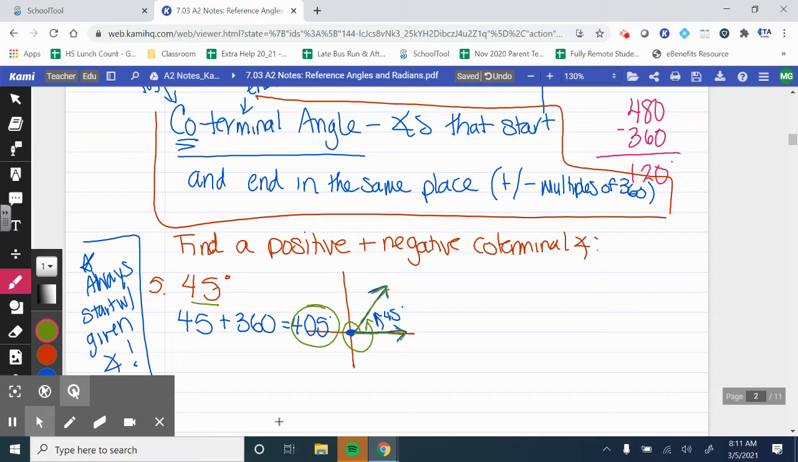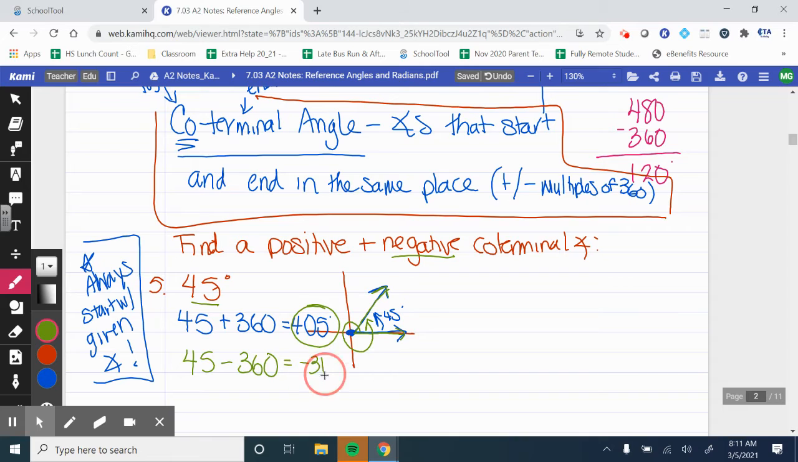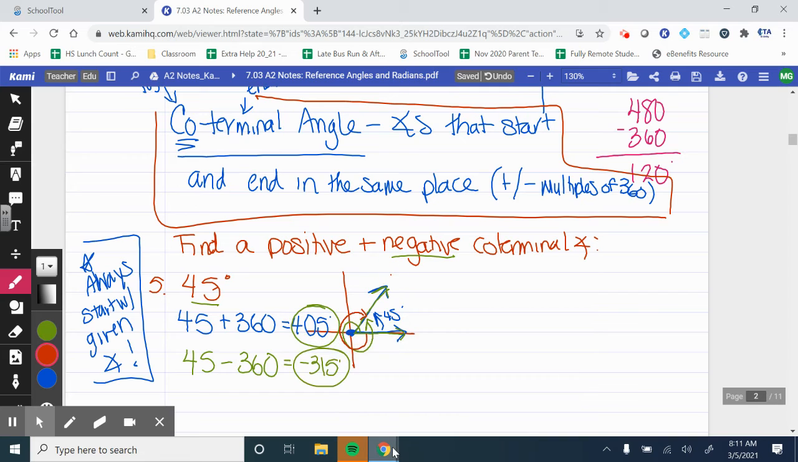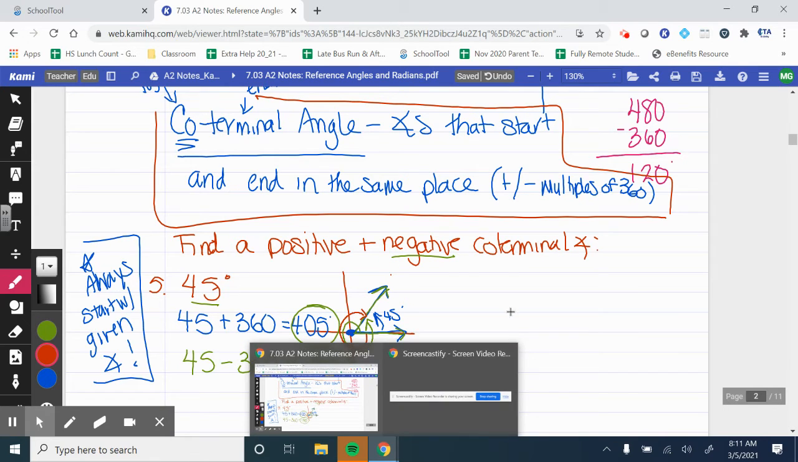Now I also wanted a negative coterminal angle. So I can take my angle and subtract 360 degrees from it. If I do 45 minus 360, that gives me negative 315 degrees. What that looks like, negative angles always start by going down. So I would go down, negative 90, negative 180, negative 270, negative 315 degrees.